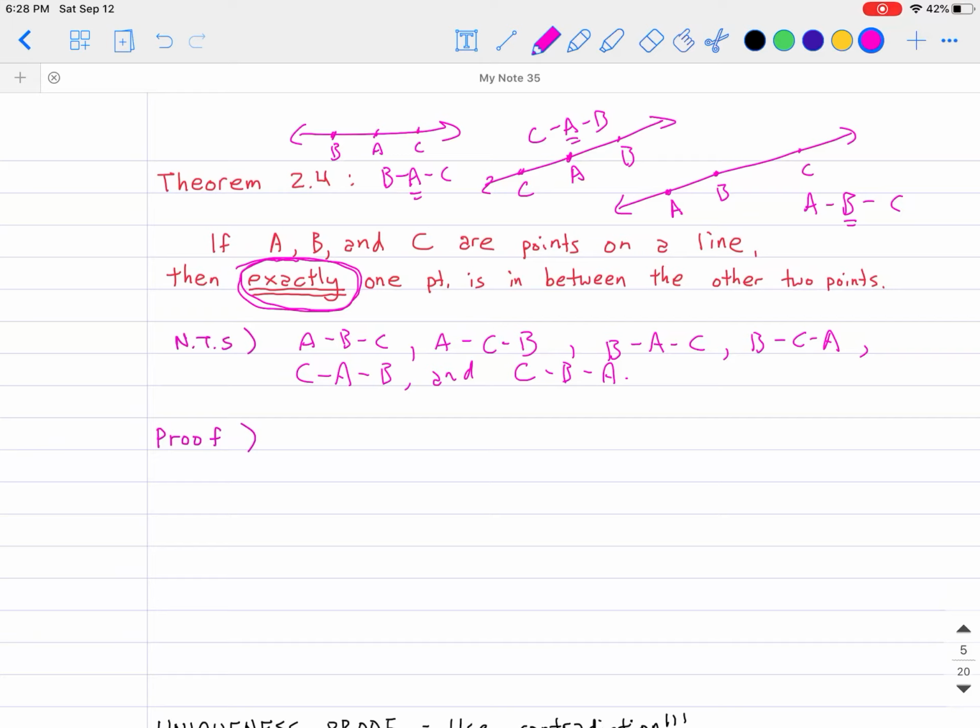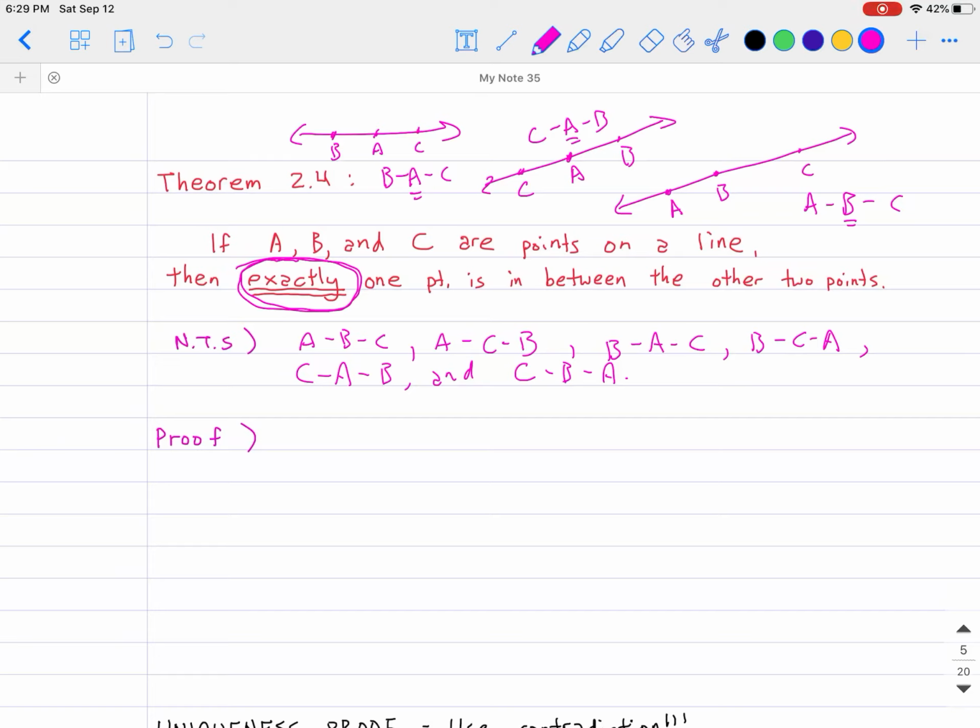Anytime that you see the word exactly, that is what is known as a theorem, or a proof that shows uniqueness. Okay, that is a theorem or proof that shows uniqueness. Meaning, when I say uniqueness, that means that there exists exactly one and only one of what it is that I need to show. So in this case, I need to show that there is exactly one point that is in between the other 2.